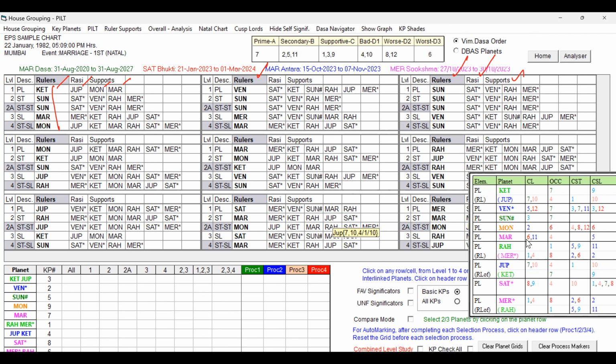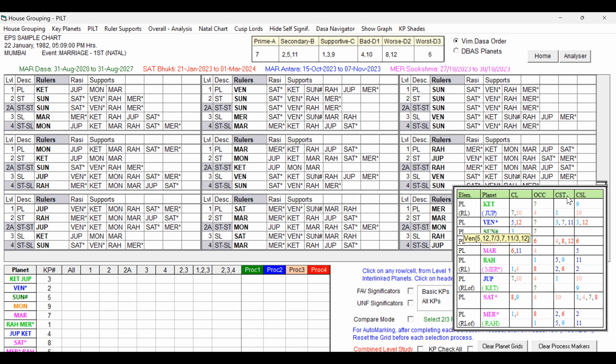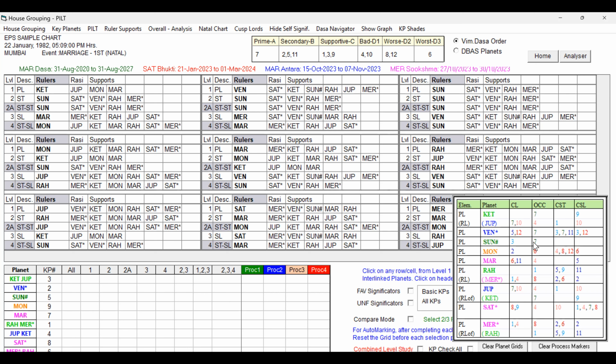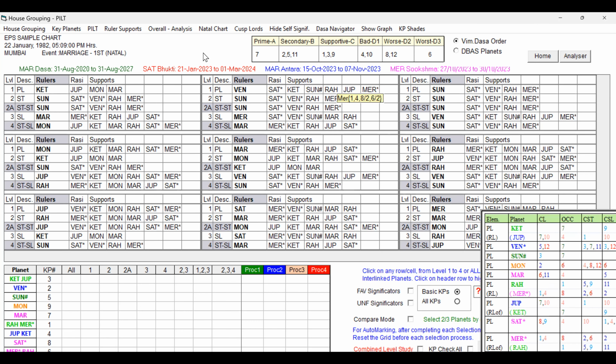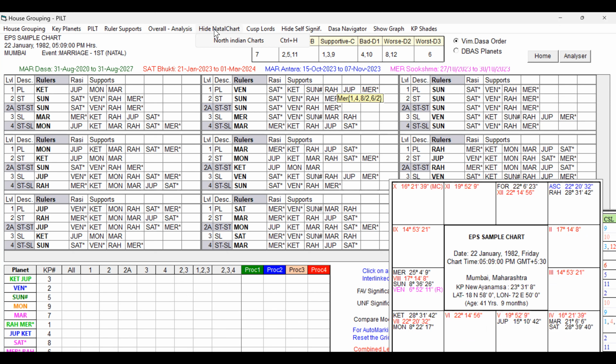Whenever we are studying the PILT table, it is always recommended to keep this self-signification table open, because as I said, we will not be able to see each planet's self-significations in the PILT table. Only if you keep the cursor over the planet can we see. But if you keep this self-significations table open, you can see each planet's self-significations in that table itself. That will be easier for better reference. You can keep this table anywhere. If you want to check the birth chart also, you can open that natal chart.